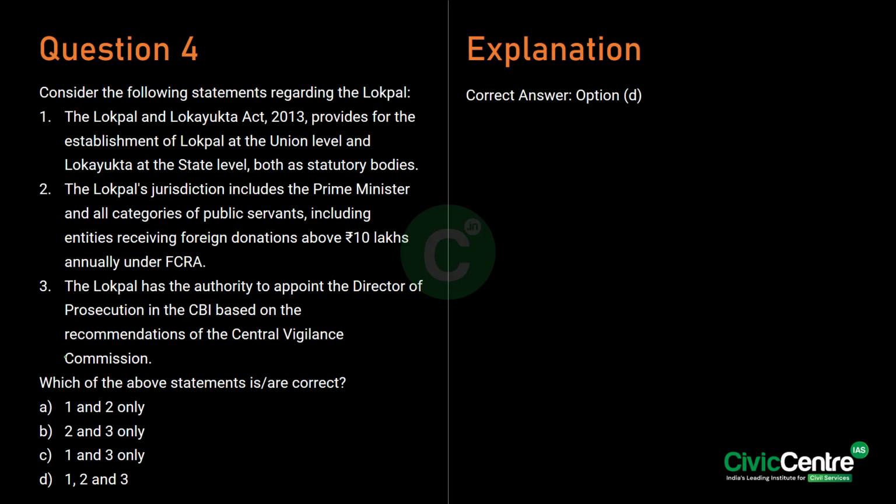Now moving on to the fourth question, which talks about the Lokpal. It is a three-statement question. See, the Lokpal and Lokayuktas Act of 2013 aimed at addressing corruption in India and establishes a statutory anti-corruption body at the union level with a similar body, Lokayukta, at the state level. Hence the first statement is correct, right? Then Lokpal is empowered to supervise investigations including those by CBI and can recommend actions such as property confiscation of those involved in corruption. It also has jurisdiction over the Prime Minister, public servants and public entities receiving significant foreign donations. So even the second statement is correct. Furthermore, the Lokpal has supervisory powers over the CBI, including the ability to recommend appointments such as the Director of Prosecution based on recommendations of the Central Vigilance Commission. Hence the third statement is also correct, and the correct answer is option D, which is 1, 2 and 3.